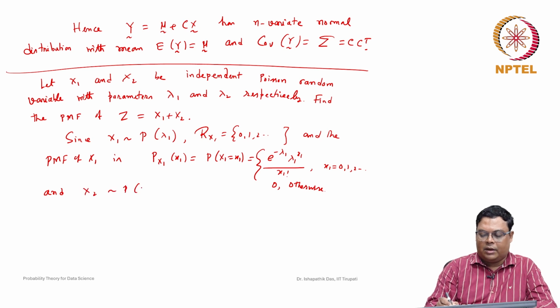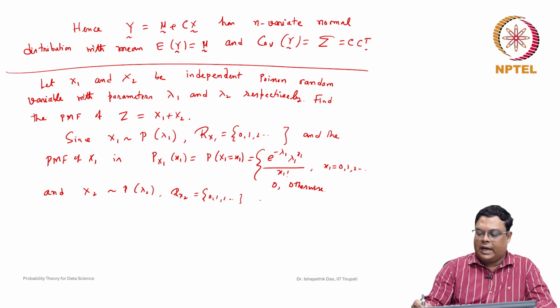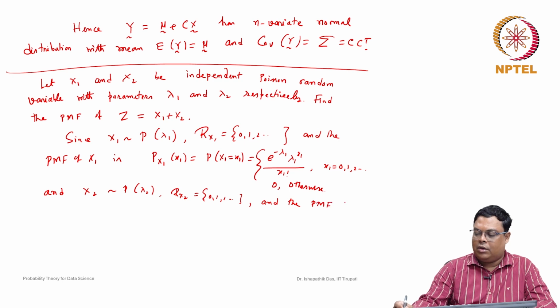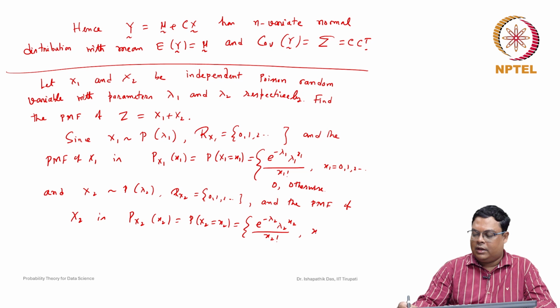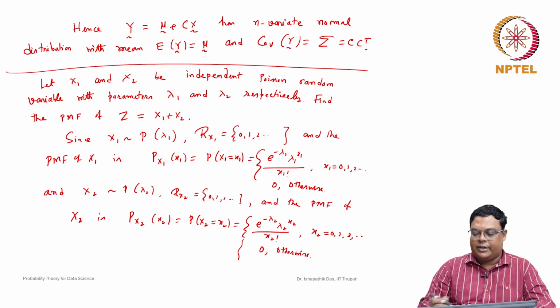Now similarly, x2 is Poisson lambda 2, so the range of x2 also will be the same, 0, 1, 2, and the probability mass function of x2, p of x2, the probability that X2 takes the value x2, is similarly e to the power of minus lambda 2 times lambda 2 to the power x2 by x2 factorial, where x2 is 0, 1, 2 like this, and this is 0 otherwise.